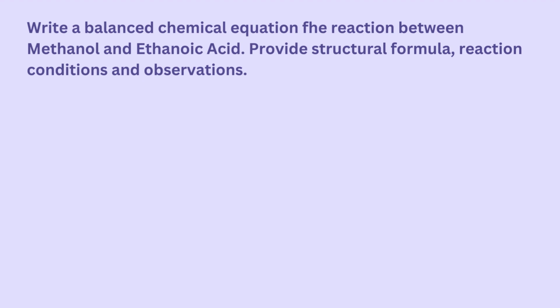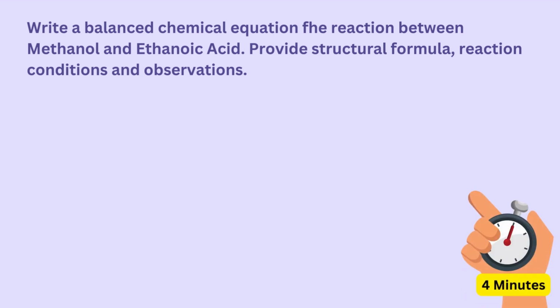Alright, let's dip our toes with this simple chemical reaction question. Your task is to write balanced chemical equations for the reaction between methanol and ethanoic acid. And don't forget to provide the full structural formula for all reactants and products. Also make sure to note down any relevant observations. In an exam setting, this question would typically be worth 4 marks, so allocate yourself 4 minutes and then we'll reveal the answer.